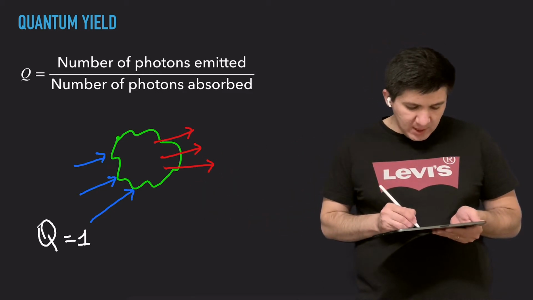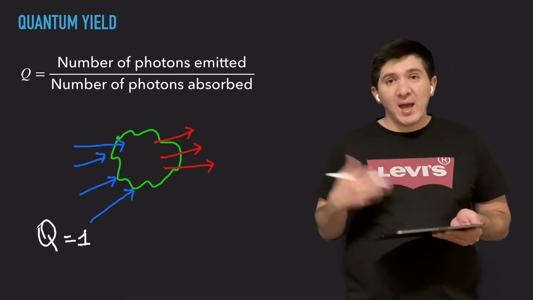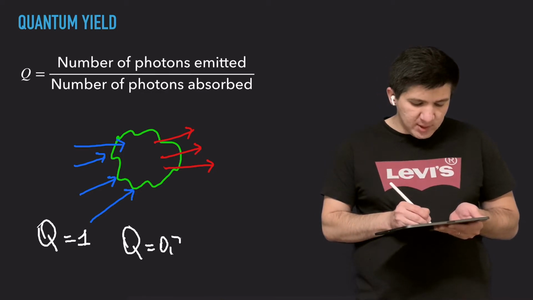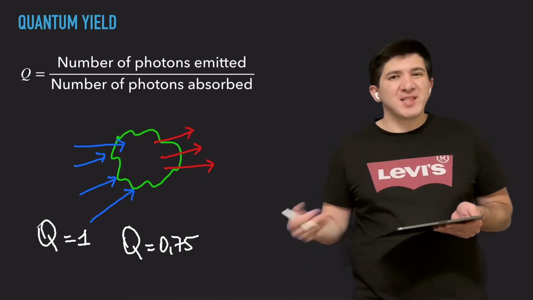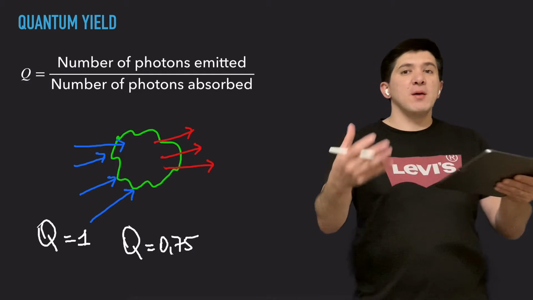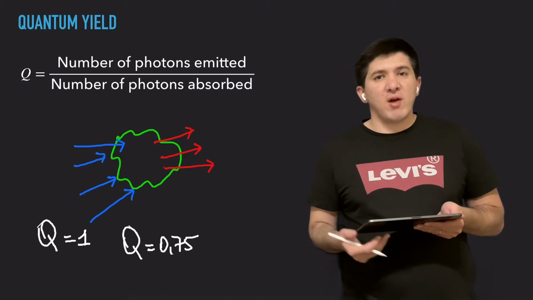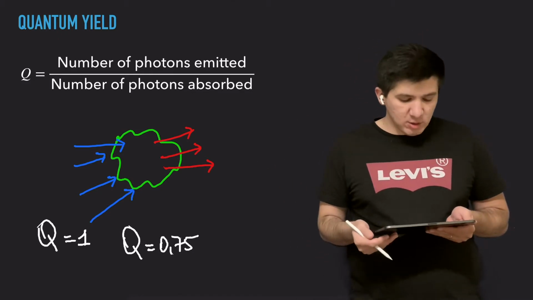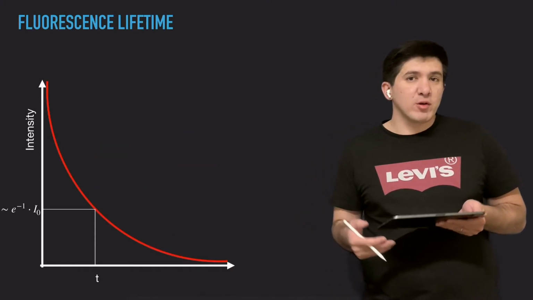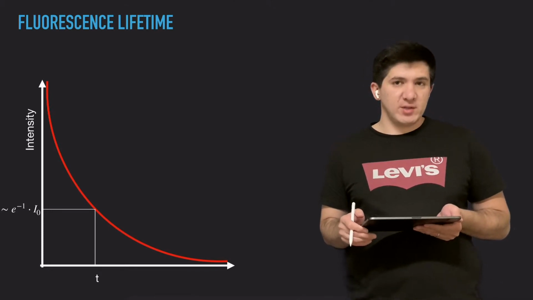But what happens if 4 photons have been absorbed, and only 3 have been emitted? In this case, the quantum yield is going to be equal to 0.75 or 3 over 4. So essentially, this quantum yield represents how good the fluorophore is at emitting the signal, right? And of course, it depends on the excitation range, it depends on the light source, and so on. Another parameter which makes two fluorophores different from each other is called the fluorescence lifetime.